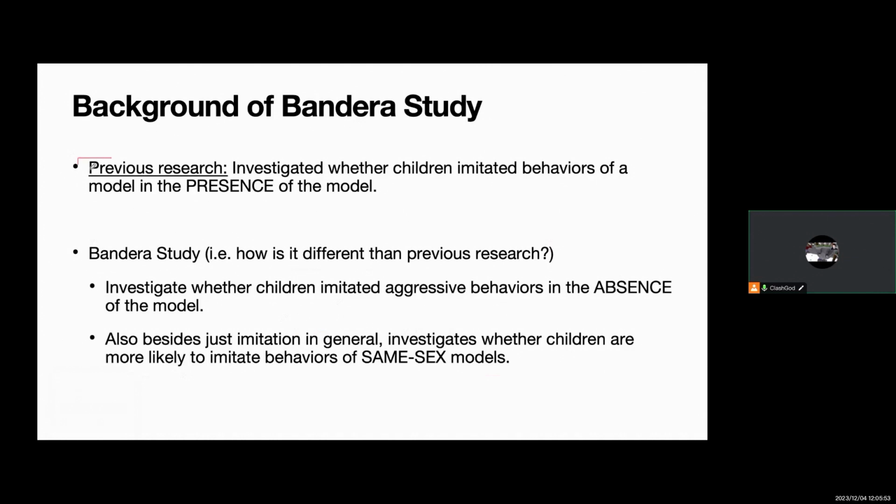The previous research, and this is related to the previous aims, investigated whether children imitated behaviors of a model in the presence of the model. So we know that the Bandura study is being more specific. They're going to investigate whether children imitated aggressive behaviors in the absence of the model, and not just the absence, but also whether they were more likely to imitate behaviors of a same-sex model. So actually, this is the same as the aims: this study is different from previous studies in that, first, instead of being in the presence of models, it investigates in the absence of models, and also for same-sex models.